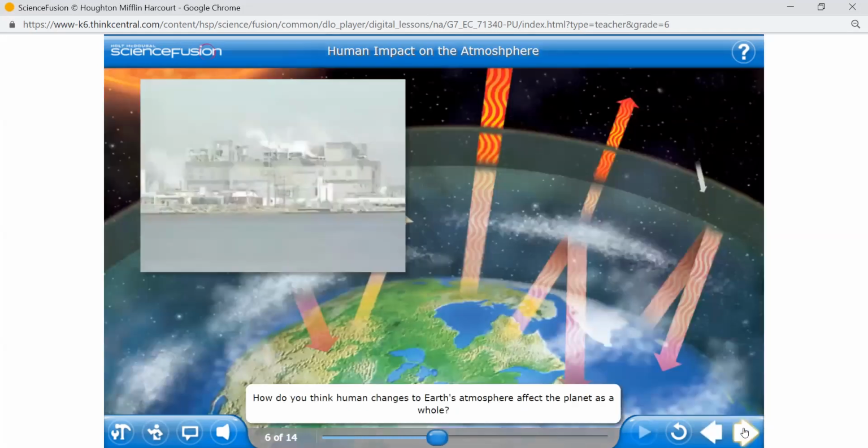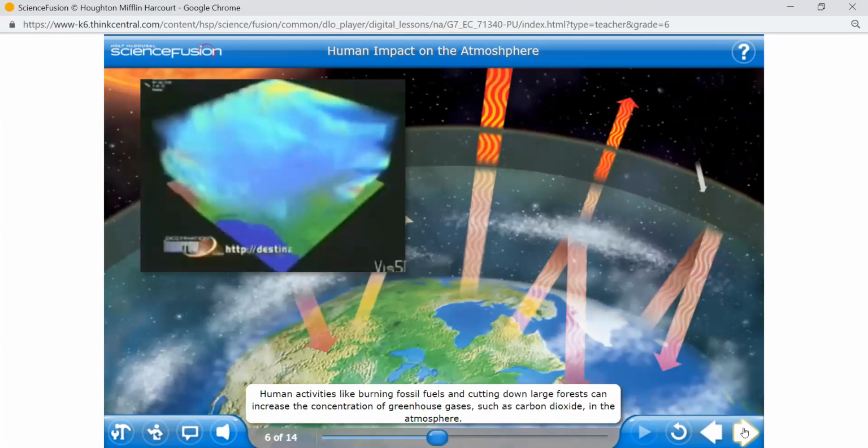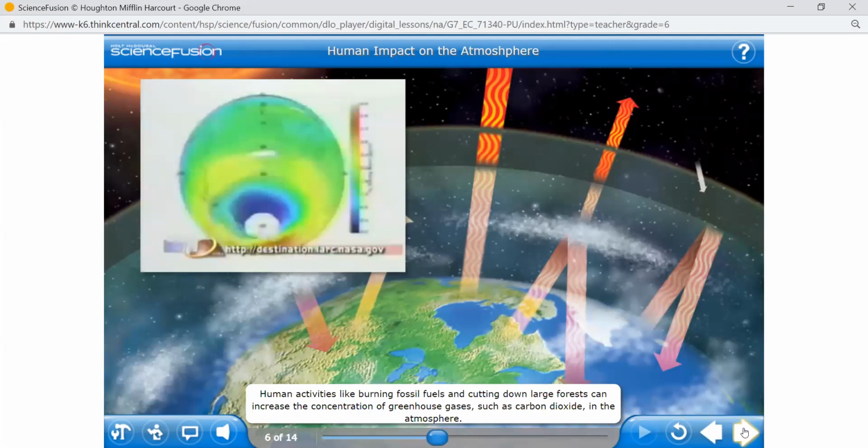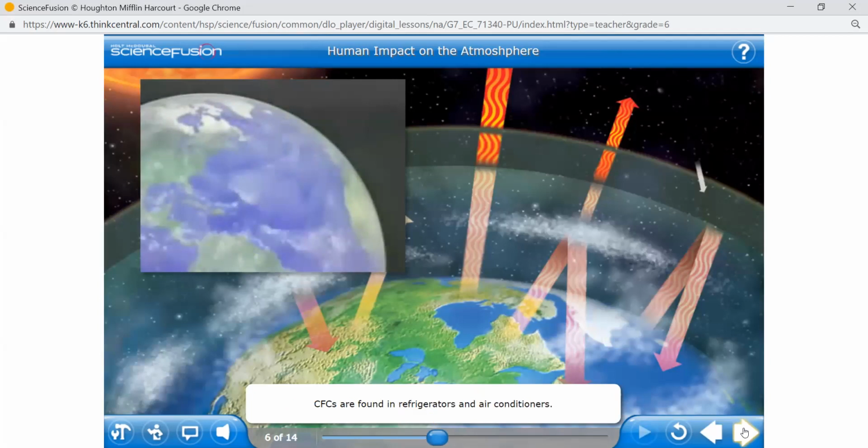How do you think human changes to Earth's atmosphere affect the planet as a whole? Human activities like burning fossil fuels and cutting down large forests can increase the concentration of greenhouse gases, such as carbon dioxide, in the atmosphere. This can disrupt Earth's energy balance and cause global warming. Human-produced pollutants like chlorofluorocarbons, or CFCs, can deplete the ozone layer, which is a layer of gas high in our atmosphere that protects life from the sun's ultraviolet rays. CFCs are found in refrigerators and air conditioners.